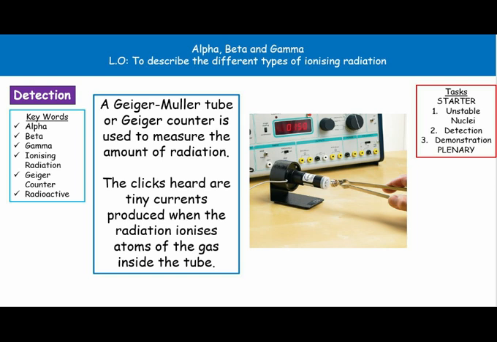Now, when this is working and you hold something that's emitting radiation in front of it, what you hear are little clicks. Those clicks are tiny currents that are produced when the radiation is ionizing atoms of the gas held within the Geiger-Müller tube itself. So make sure you've got those couple of points written down for me. I'll give you another 30 seconds if you've not got those in your book yet.